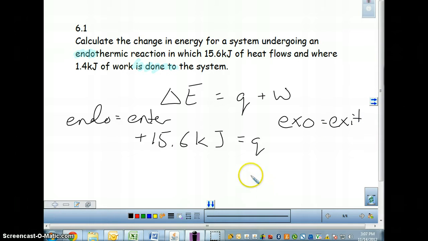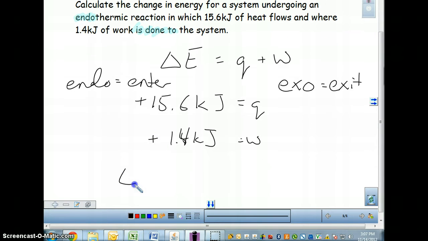As far as the work, we have 1.4 kilojoules as the magnitude. Again, we have to decide on a sign. Here we also have a positive. Work is done to the system. When you do work to something, you're putting something in, so we're adding that energy to our total.